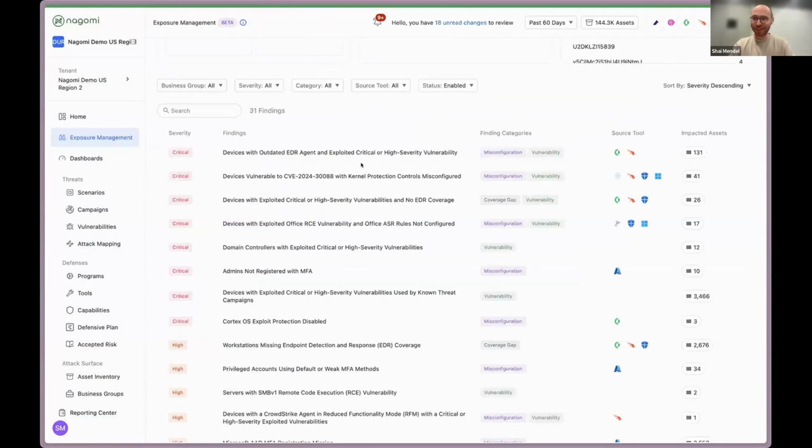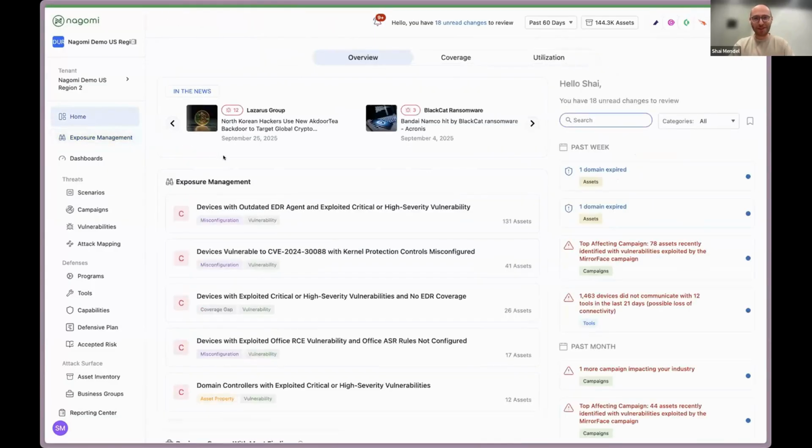All in all, actually it was relatively short. I hope you got the gist of how Nagomi not only enables the baseline of CTEM, which is asset inventory, configuration assessment, vulnerability prioritization, dynamic dashboards that I haven't showed just because of time, but takes it to the next level of actually helping you focus your defenses where it matters.